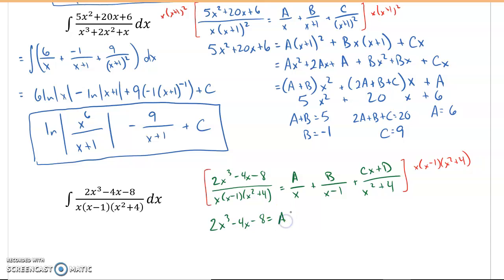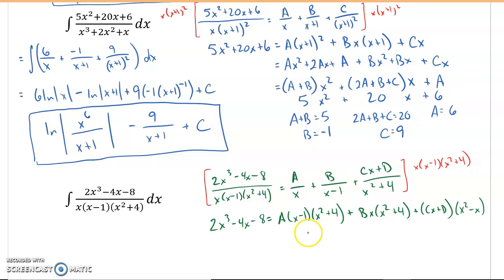The A gets multiplied by everything but the x, so x minus 1 times x squared plus 4. The B gets multiplied by everything but the x minus 1, so that's x and x squared plus 4. And then the Cx plus D, you got it. It's got to go in parentheses, gets multiplied by everything except the x squared plus 4. So it gets multiplied by the x and the x minus 1. Let's go ahead and multiply those together and get x squared minus x. That'll make it a little bit nicer.